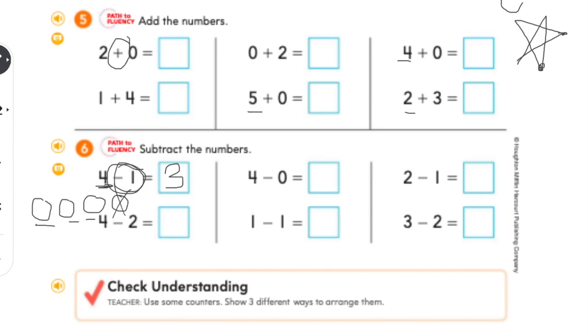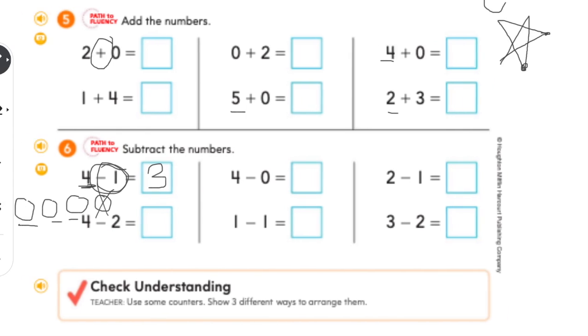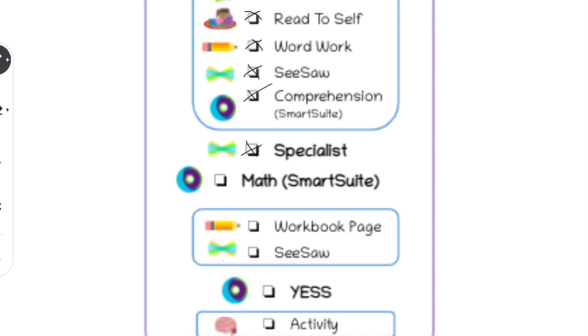I know you can do it. Work hard today on your math workbook pages. When you're done watching this video, put a big X on your checklist. Also double check that you have finished the rest of your learning path, that you have finished your specialist Seesaw activity, and now you're going to work on your math workbook page and your Seesaw activity and end the day with your yes time.